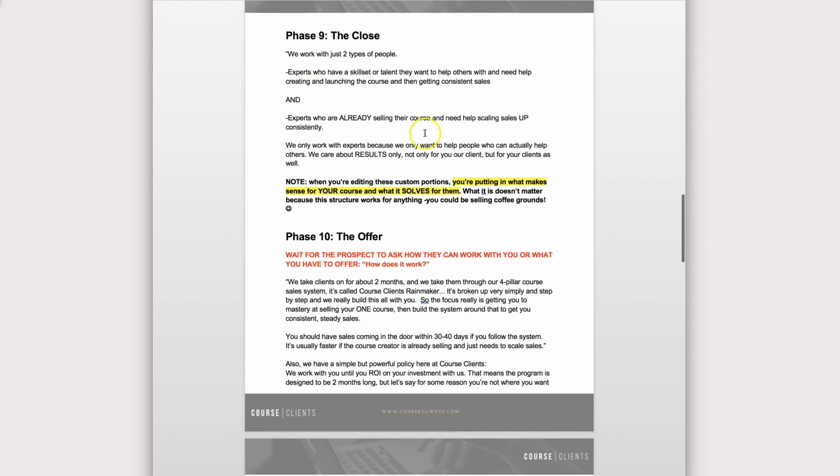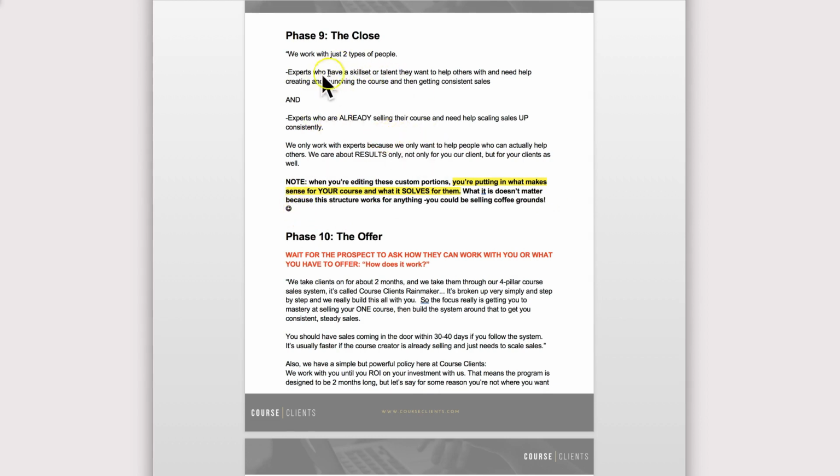So this is ours. This leads into our close, but this is the key. When you're editing these custom versions, you're putting in what makes sense for your course and what it solves for them. What it is doesn't matter because the structure works for anything. You could be selling coffee grounds, right? So really, you're giving an overview of what you do.